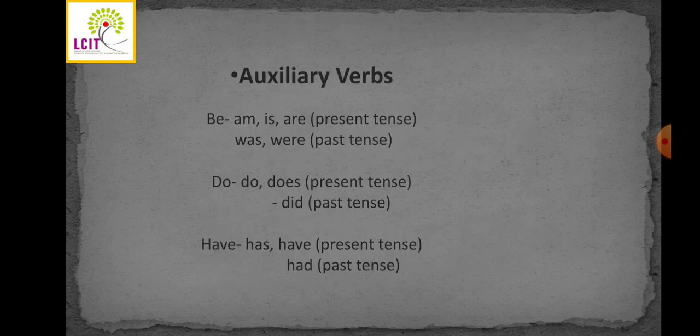So now first of all we'll look at auxiliary verbs. Auxiliary verbs are of two types: one is primary auxiliary, second is modal auxiliary. Primary auxiliaries are of three types, that is be, do and have. These are actually main verbs, and now they are divided into their helping forms.